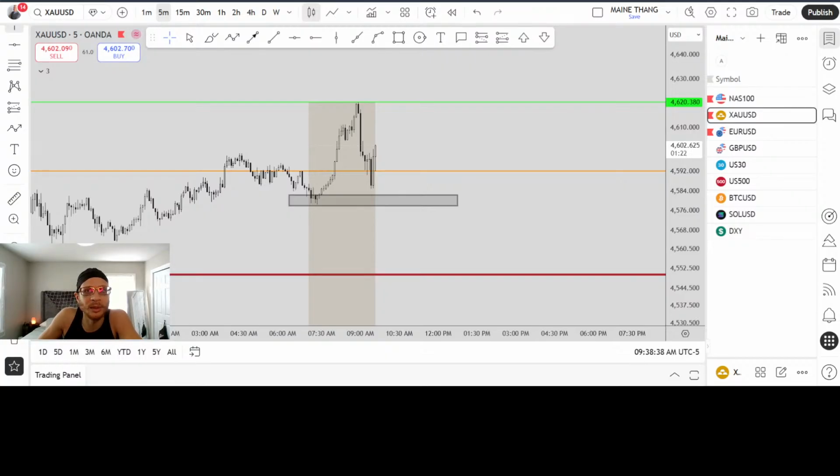Didn't have Friday. Friday right here. So we had a break. This is part of the correction. I didn't get all the screen in there. Then we got a break of structure. Boom. Creating a higher high. Then we create a higher low.